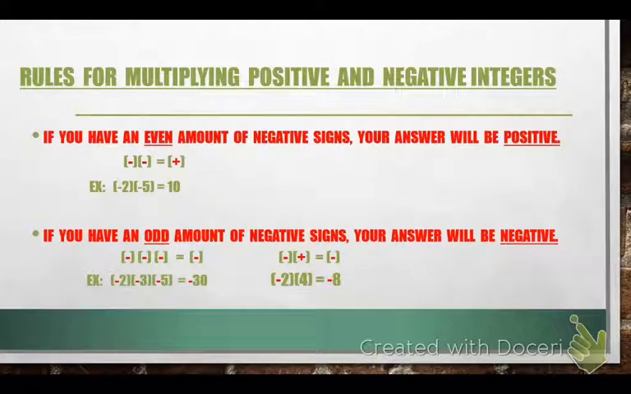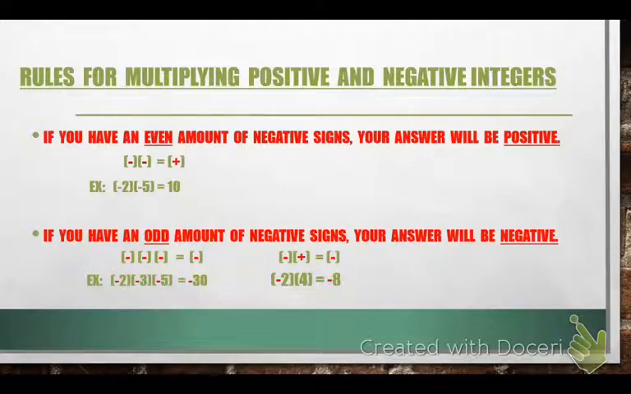All right, so these are rules for multiplying. Once again, we learned rules for adding and subtracting. Today we learn rules for multiplying, okay? If you have an even amount of negative signs, your answer will always be positive. What are even numbers? 2, 4, 6, 8. So if you have 2, 4, 6, or 8 negative signs, then your answer is going to be positive.